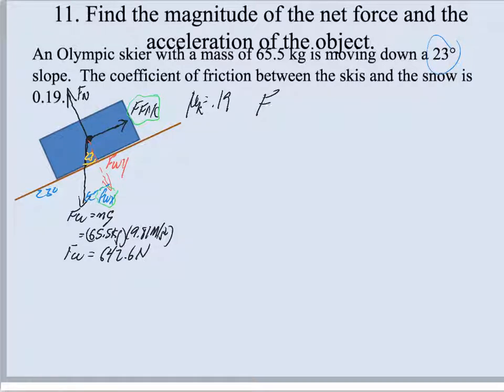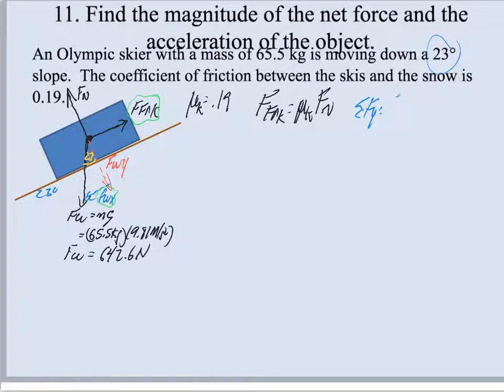Because remember, we know mu that's given to us, mu k, is 0.19. And we know that the friction force equals mu k times the normal force. But we don't have the normal force. Where is the normal force located? It's along the y-axis. Does it say the skier is being pushed up into the air or pushed down into the ground? It does not, which means that we have a balanced set of forces along the y-axis.